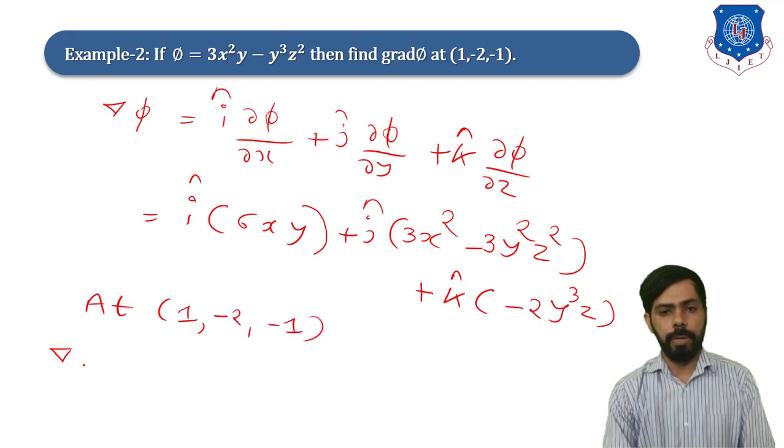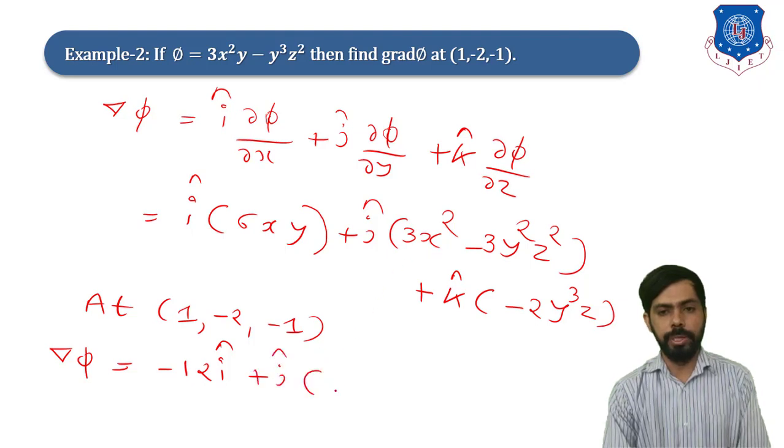So for that purpose we will replace x by 1, y by minus 2 and z by minus 1 in this. So this will be 6 into 1 into minus 2, so this will be minus 12i, clear, plus here 3x square, so this will be plus j, 3 into 1 square, so 3, minus 3y square z square. Here the value of y is minus 2, so minus 2 whole square will be plus 4, and z square will be plus 1. So 4 into 1, so it will be 4, and 4 into 3, so it will be 12. So this will be 3 minus 12, plus k minus 2y cube z.